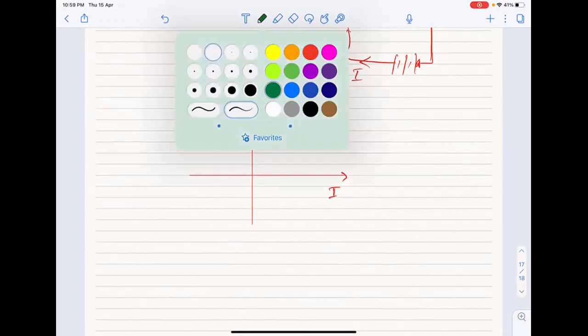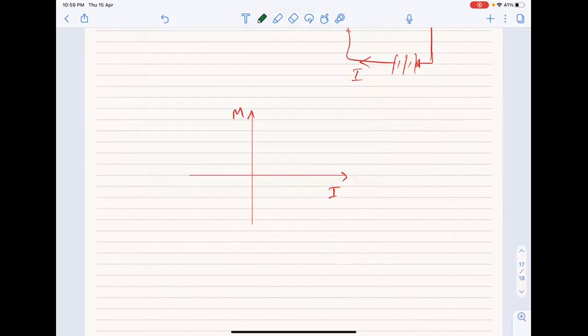You start with something like here, and then you increase the current. As you increase the current, you have some sort of magnetization. And as I told you, if you increase the current to a very large value, you will reach saturation in magnetization, because one domain will cover the entire material, so you will not have any further increase in the magnetization. That is saturation.